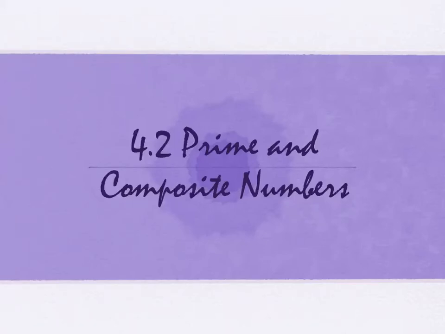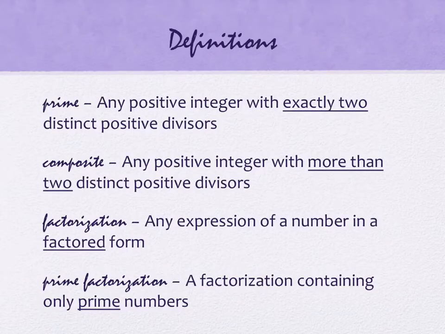All right, section 4.2, we're going to start with a word that I used in the last lesson a moment ago, the word prime. And we're going to be talking about prime numbers and composite numbers. So prime numbers are any positive integers with exactly two distinct positive divisors. Please write down yourself a note that says 1 is not prime. 1 does not have two distinct factors. It only has one factor, 1.